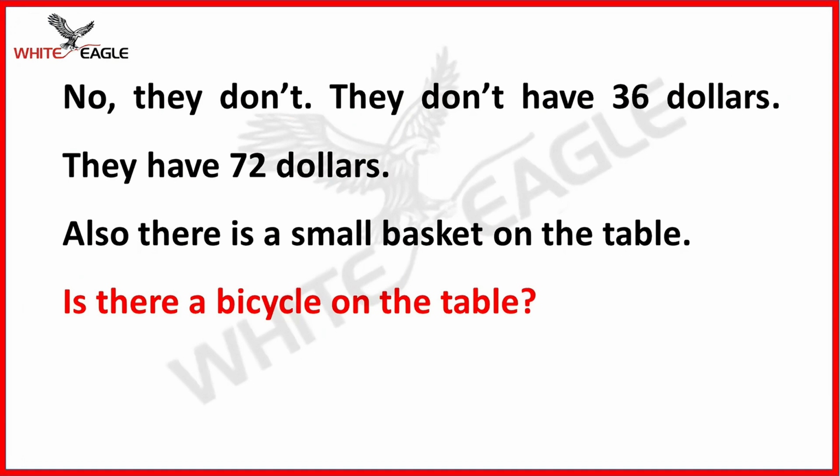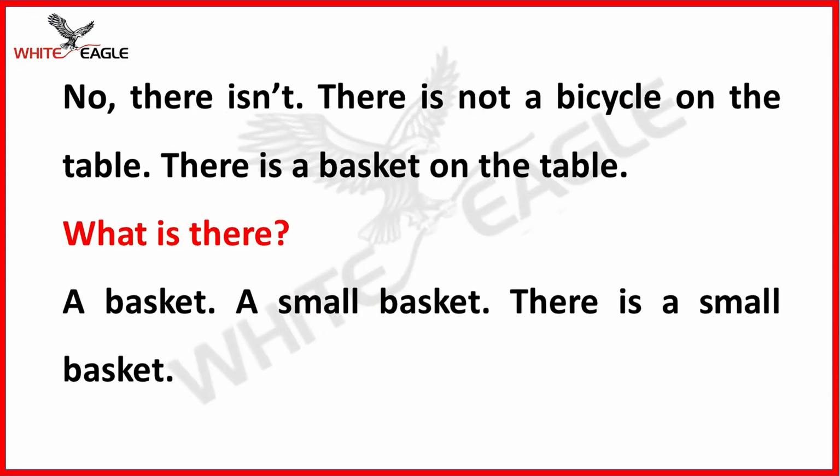Is there a bicycle on the table? No, there isn't. There is not a bicycle on the table. There is a basket on the table. What is there? A basket, a small basket. There is a small basket.